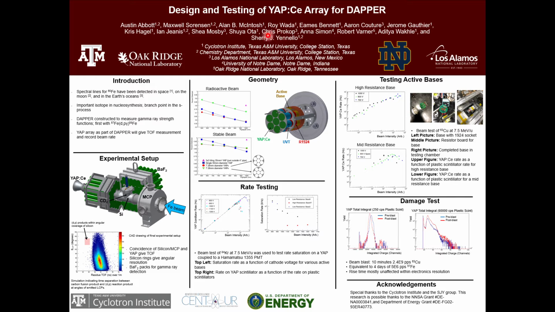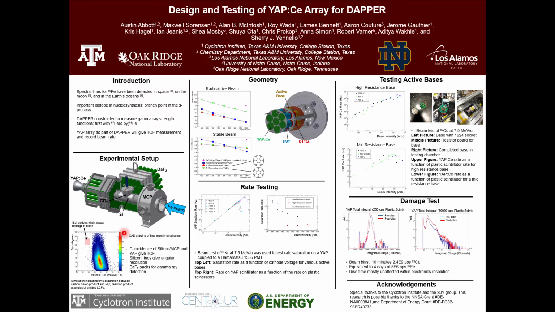The primary motivation for DAPPER's construction is the s-process isotope iron-60, which has been measured both on the Earth and Moon despite a half-life of 2.5 million years. This is indicative of ongoing nucleosynthesis, and so by measuring its photon strength function, astrophysical models of nucleosynthesis can be better constrained. The purpose of the YAP array in DAPPER is to give a time stop for a time of flight measurement that will allow us to distinguish a fusion background.